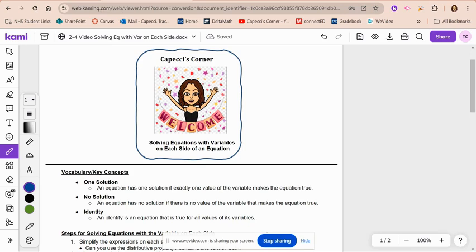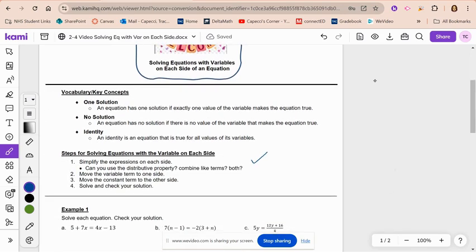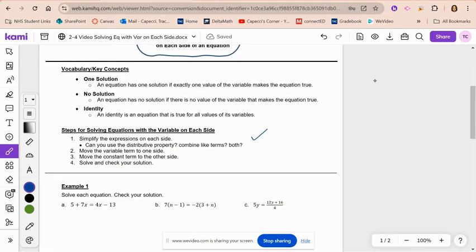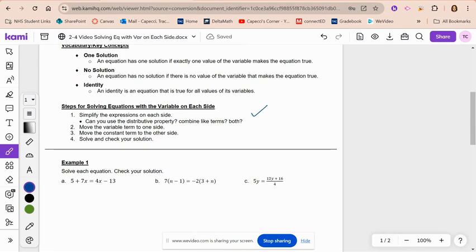Today in Capechi's Corner, we're going to look at solving equations with variables on each side of an equation. We're going to go back to the vocabulary a little bit later with the key concepts. All right, let's see what happens here. Let's look at the steps.